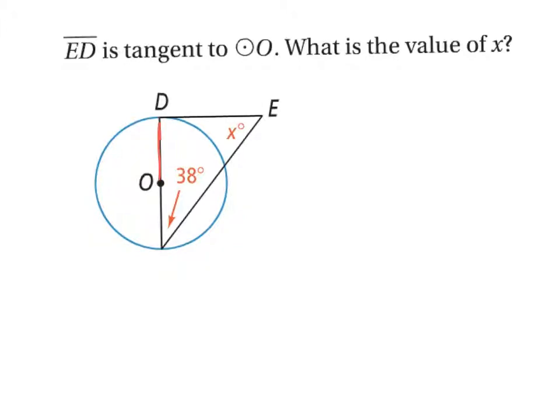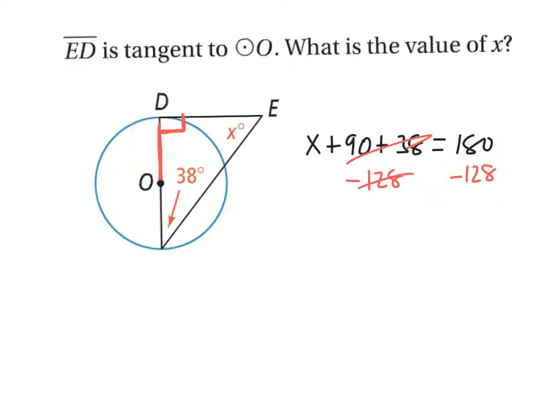Well, OD is a radius. That means it has to be perpendicular to that segment. Okay? So we have x plus 90 plus 38 equals 180. So I can subtract 128 from both sides. What's x? 52.